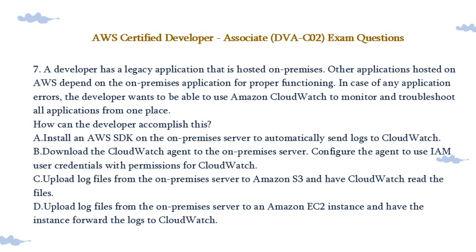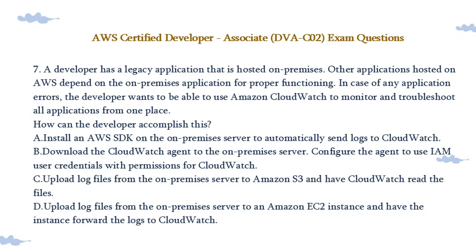7. A developer has a legacy application that is hosted on-premises. Other applications hosted on AWS depend on the on-premises application for proper functioning. In case of any application errors, the developer wants to be able to use Amazon CloudWatch to monitor and troubleshoot all applications from one place. How can the developer accomplish this?